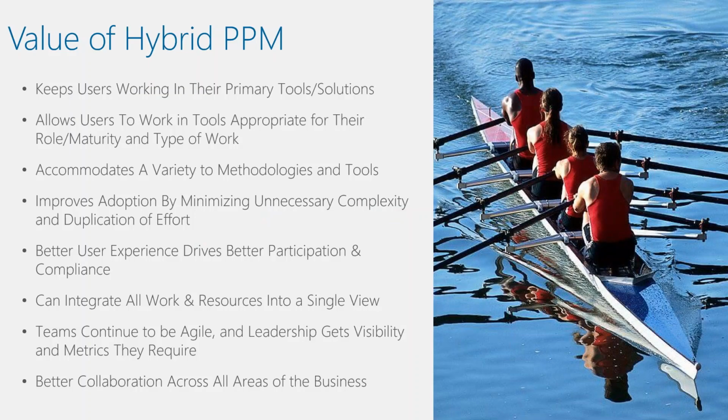The value of a more hybrid Agile PPM type of approach is to get this aggregate look. You don't have to rip and replace and get users to adopt the same tool set. It allows and keeps users working in the primary tools and solutions that they need or prefer to execute the work that they need, but still have it feed into a common holistic portfolio. It also allows users to work in tools appropriate for their role or maturity or type of work.